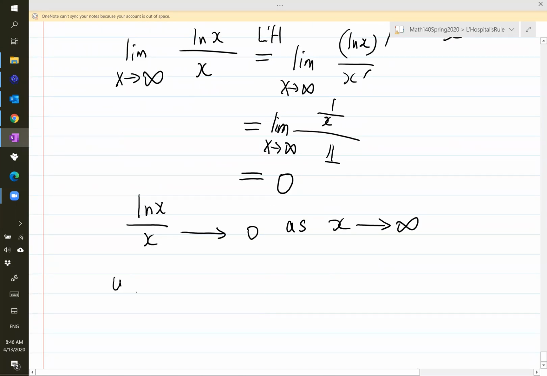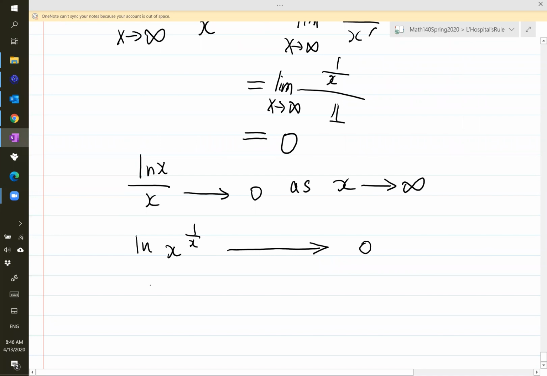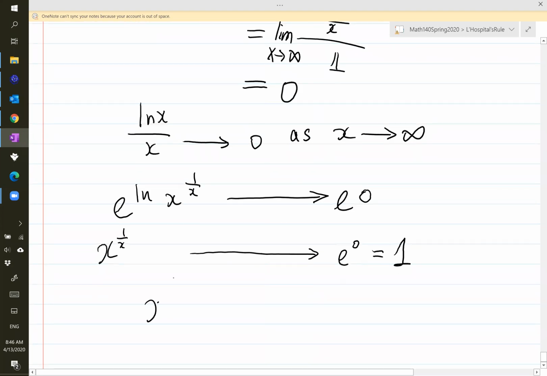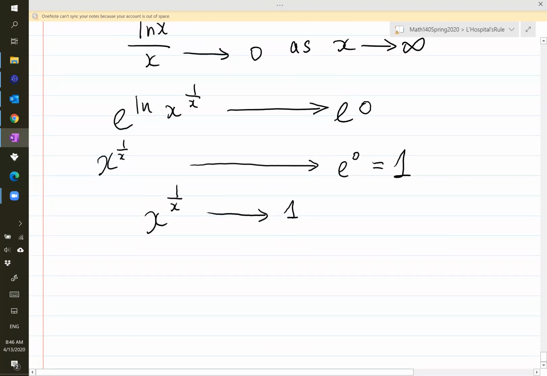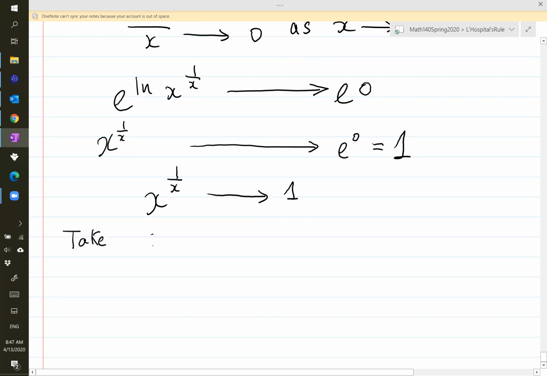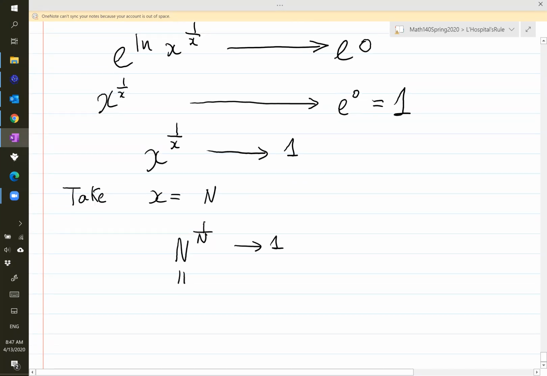Now the original function is y equals x to the power of 1 over x, which we need to recover. We know ln y approaches 0. Now how about y? We apply e to the thing, so it approaches e to the 0, which is 1. So we can conclude that x to the power 1 over x approaches 1. That is, if you take x to be an integer n, then n to the power 1 over n approaches 1. The power 1 over n means take the nth root. I.e., if you take a millionth root of a million, this number is close to 1.